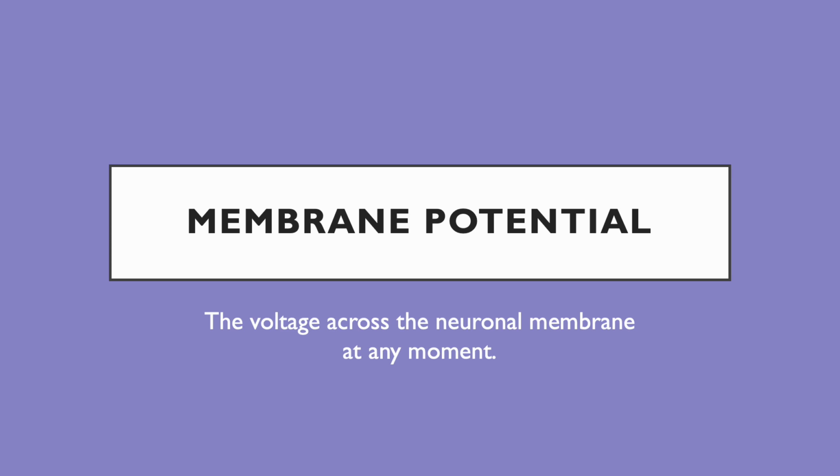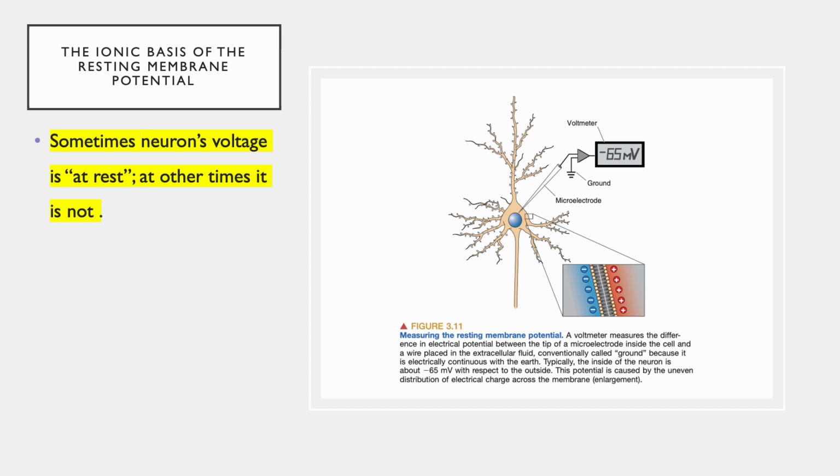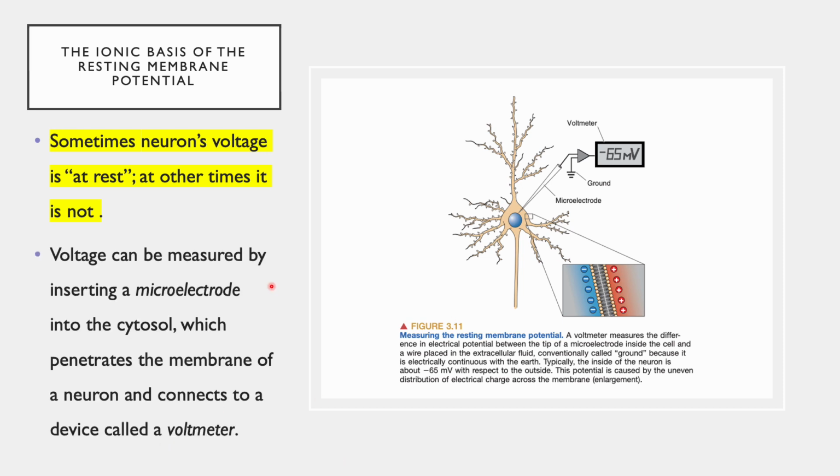We can measure membrane potential, the voltage across the neuronal membrane at any moment. And I'm going to teach you how we can measure membrane potential in a neuron. Sometimes a neuron's voltage is at rest. At rest, a neuron is typically at a voltage of about negative 65 to negative 70 millivolts. Voltage can be measured by actually inserting a microelectrode into the cytosol of a cell.